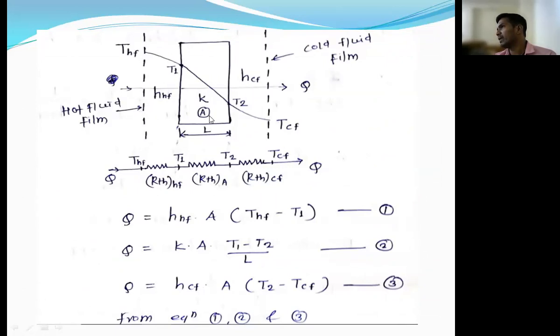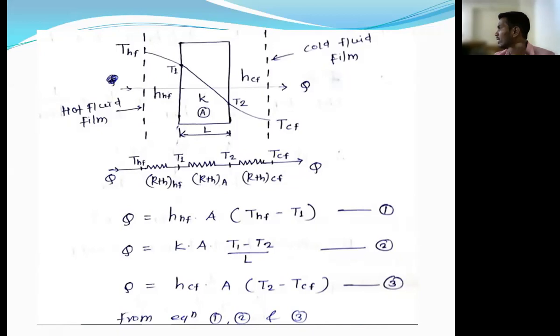Okay, so whatever the plate is there, at the left hand side there is a hot fluid film, and at the right hand side there is a cold fluid film. Whatever the temperature of the hot fluid, that is THF, temperature of hot fluid. Then the temperature of the plate, that is T1 and T2. These are the outside temperatures of this plate A. Then the temperature of cold fluid, that is TCF. And HHF is nothing but the heat transfer coefficient of the hot fluid.